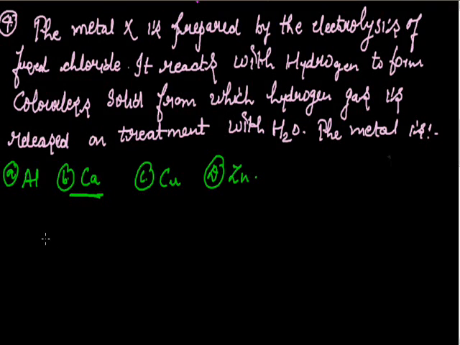Let us focus on the reaction. We have taken fused chloride. This CaCl2 undergoes the electrolytic process so as to obtain calcium along with chlorine gas.